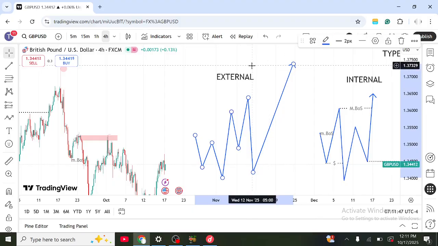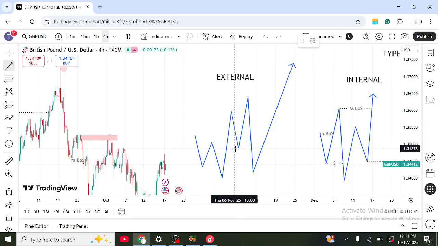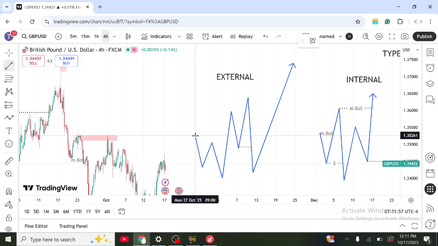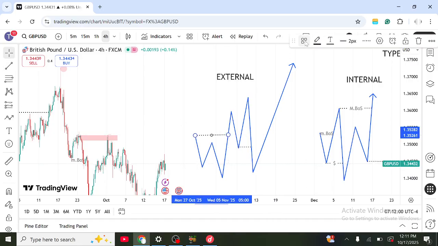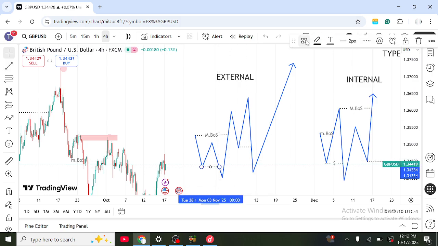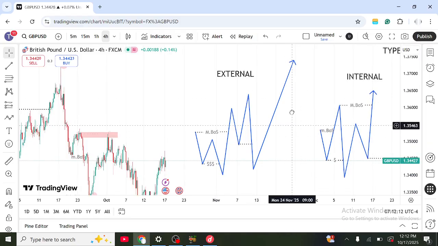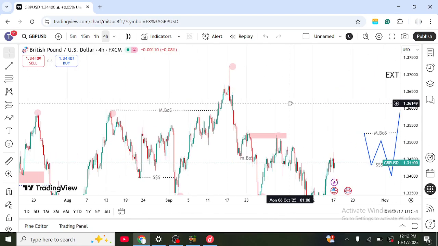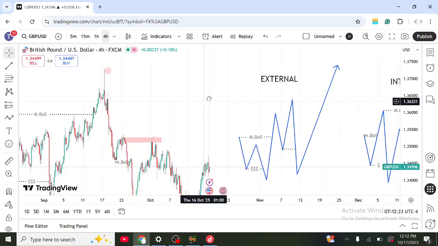Okay, so this is the external. You can see that the low is outside this formation. So this is the break of structure. That's the overall break of structure, and this is the liquidity. Okay, now let's go to the chart and see examples on the chart. So we'll do both the internal and the external together.